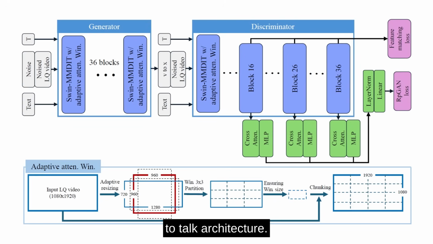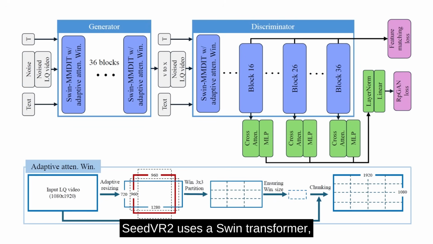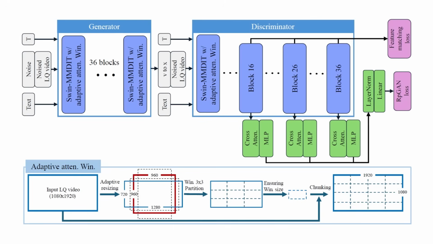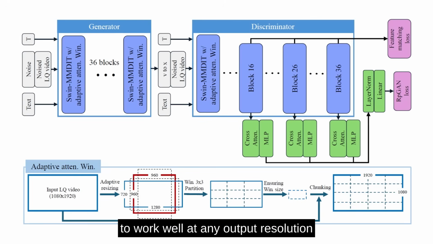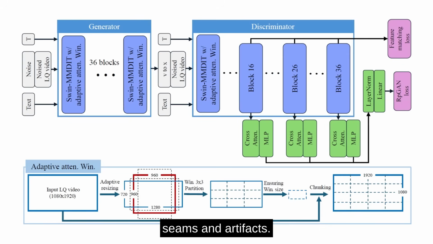Let's take a moment to talk architecture. Under the hood, SeedVR2 uses a Swin transformer, short for shifted window transformer. Traditional methods rely on patch-based sampling, dividing videos into overlapping tiles with up to 50% overlap just to avoid visible seams. What makes Swin transformer unique is its attention mechanism. It takes the entire video frame as input and divides the processing into windows, different focus areas within the neural network. These processing windows are adaptive, meaning they are dynamically resizing based on your target resolution. This allows the model to work well at any output resolution while avoiding processing seams and artifacts.